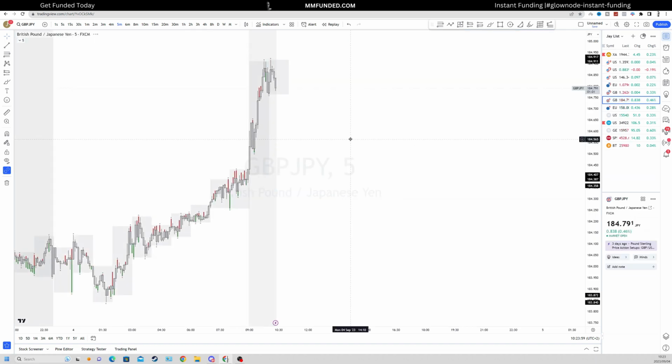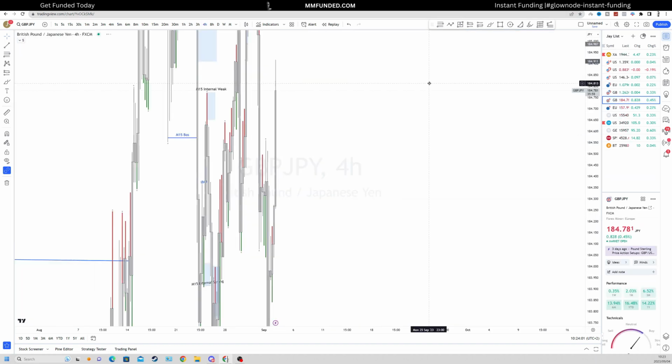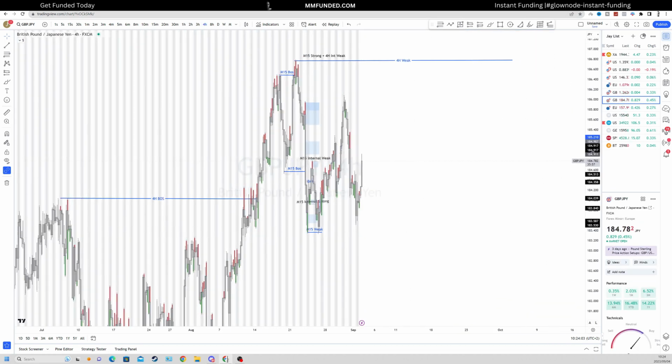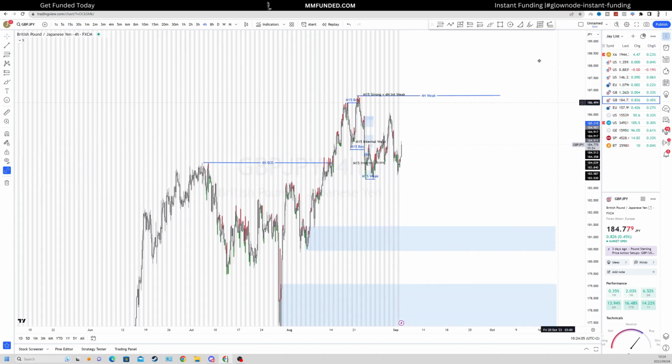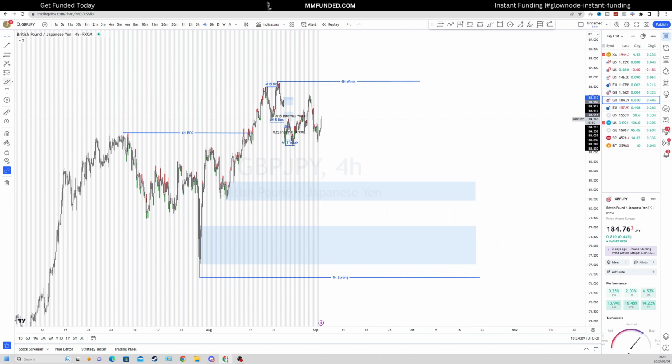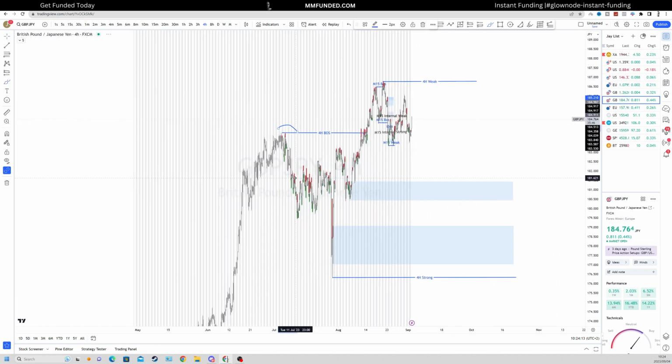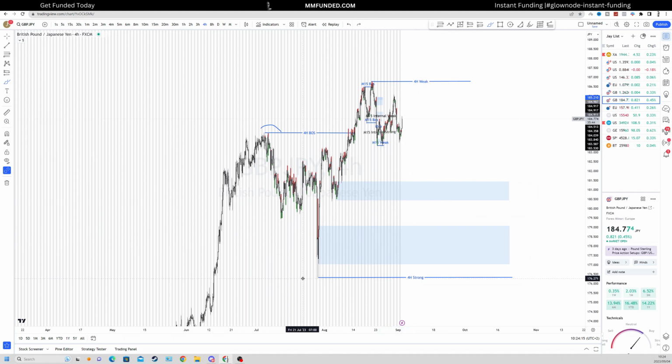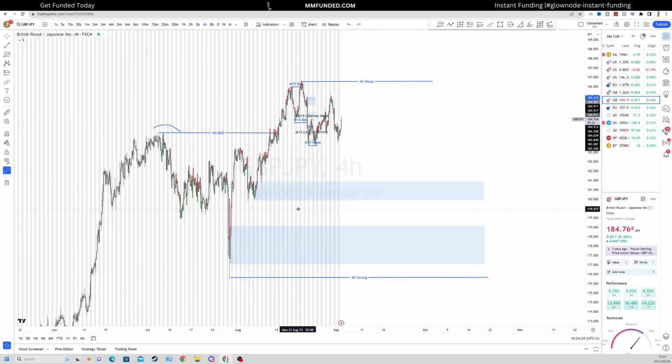GBP JPY, 4 hour time frame. Just going to quickly see where we are. Okay. Let me just quickly neaten this up. Yeah, so GBP JPY most recently has just created that 4 hour break of structure to the upside, created by this 4 hour strong low. So price had that pullback and then created that next break of structure, this being the lowest point after the previous pullback, which makes this a strong low.